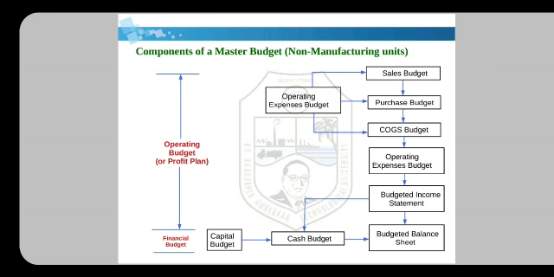So whenever we have the operating expenses budget, on the basis of that they will make the financial budget, in which first they will have the budgeted income statement. In that they will have the cash budget and budgeted balance sheet and the capital budget. So the capital budget will have the cash budget and then the budgeted balance sheet at the end. So these are components of the master budget for non-manufacturing units.